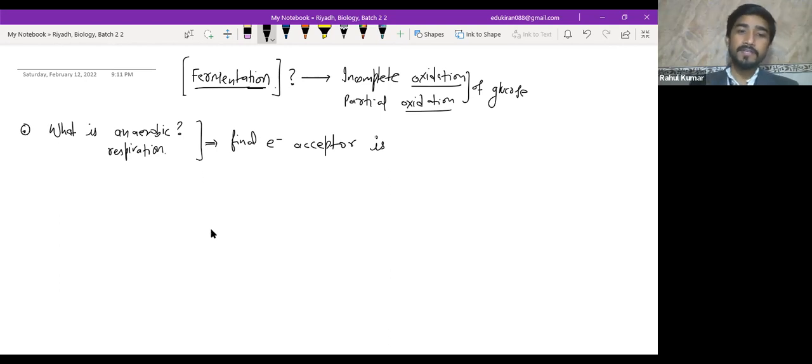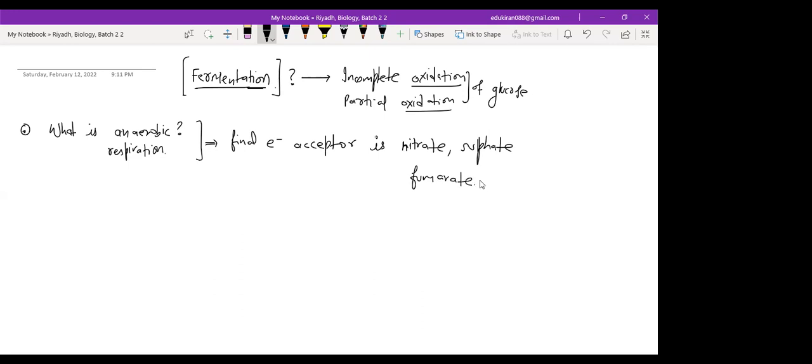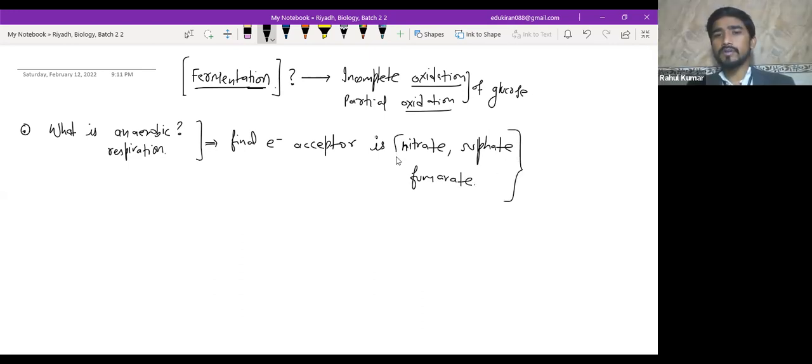In anaerobic respiration, the final electron acceptor is either nitrate, just write down these things. Either it is nitrate, it can be sulfate or fumarate. Remember fumarate, we made fumarate in the Krebs cycle. These three molecules are something which is not oxygen, something other than oxygen. So you can also write down a compound other than oxygen.